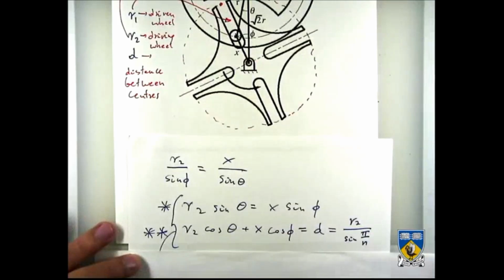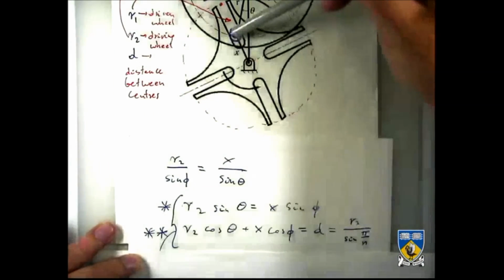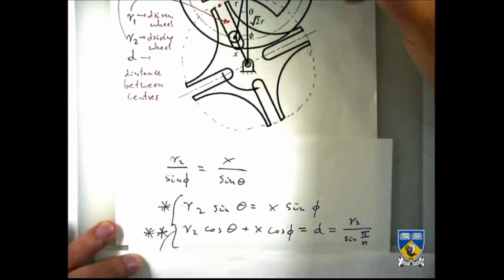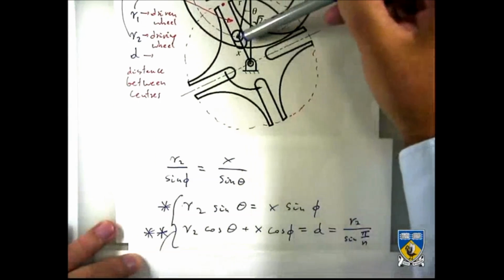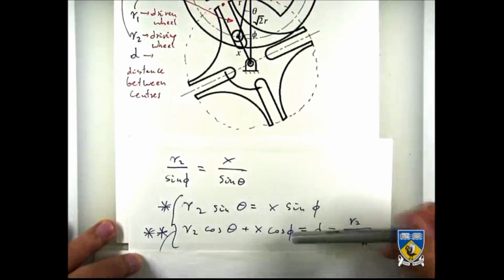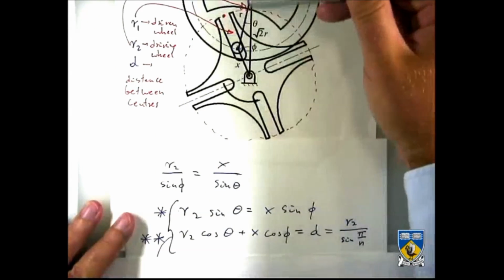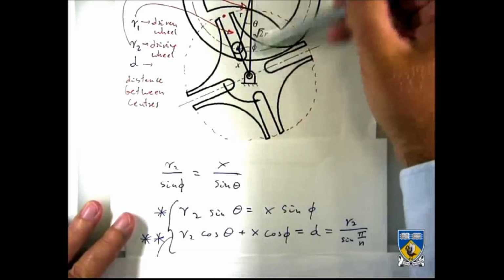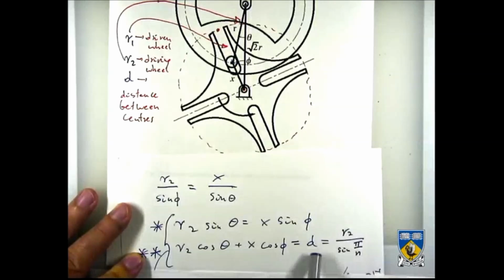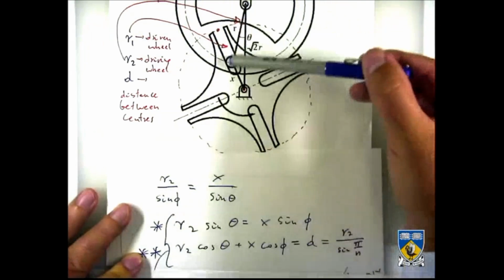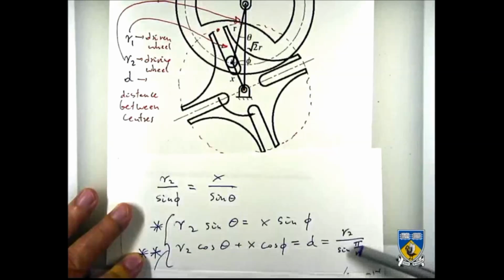Now, the second equation is produced by projecting x and R2 on D. So R2 cosine theta plus x cosine phi equals D, right? Of course, we also know that D is related to R2, which is this one, by the equation which we know from the design, that D is R2 divided by sine of pi divided by the number of stations.